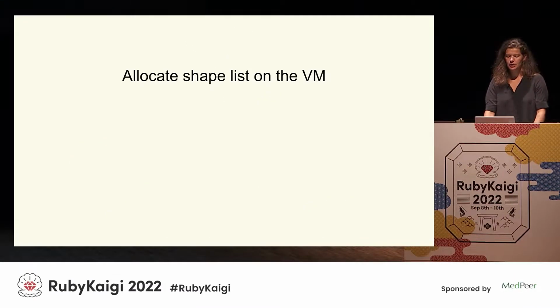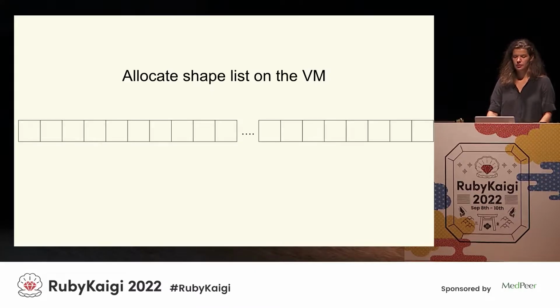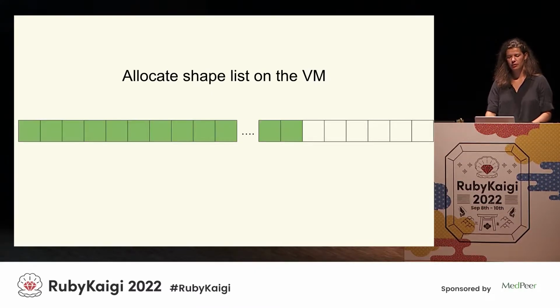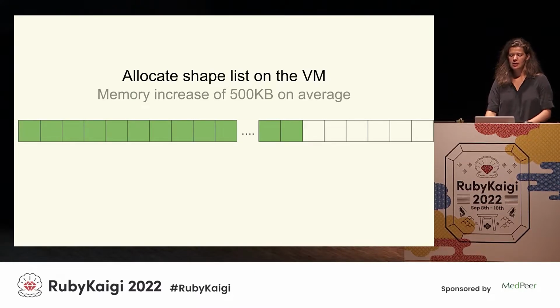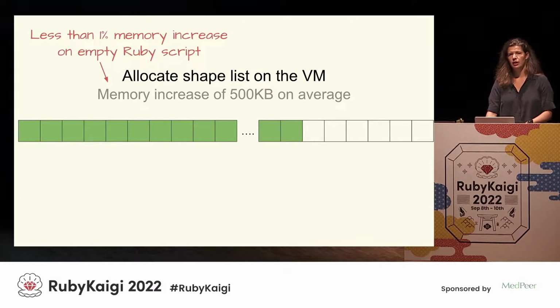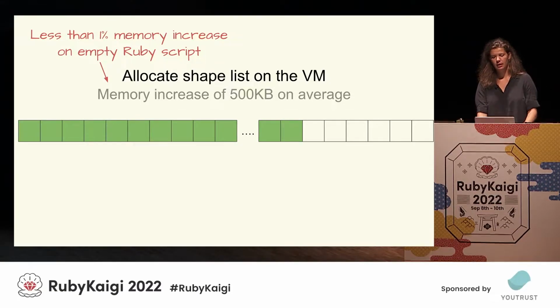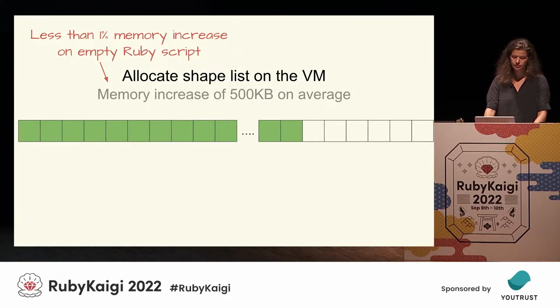And we allocate our shape list on the VM. So we have shapes, and as we create them, we fill them up on the VM. This has a memory increase of about 500 kilobytes on average, which on an empty Ruby script is less than 1% memory increase. You can imagine on a bigger Ruby program, it's significantly less than 1% memory increase.